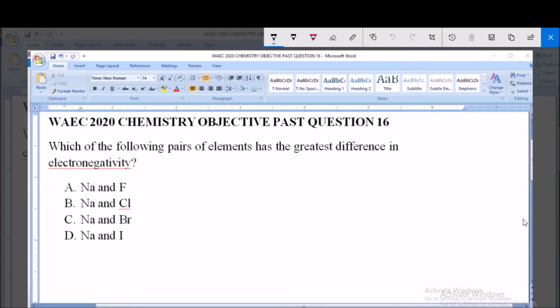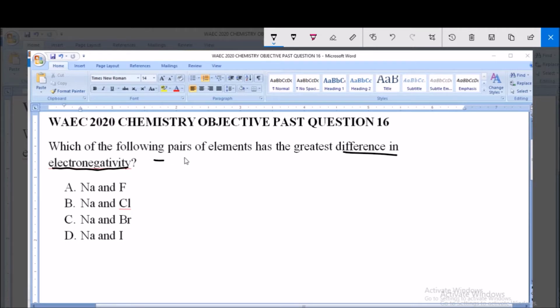Hello and welcome. I'm going to be answering WAEC 2020 Chemistry Objective Past Question 16. Which of the following pairs of elements has the greatest difference in electronegativity? A. Sodium and fluorine. B. Sodium and chlorine. C. Sodium and bromine. D. Sodium and iodine. So we're looking at electronegativity and difference in electronegativity.